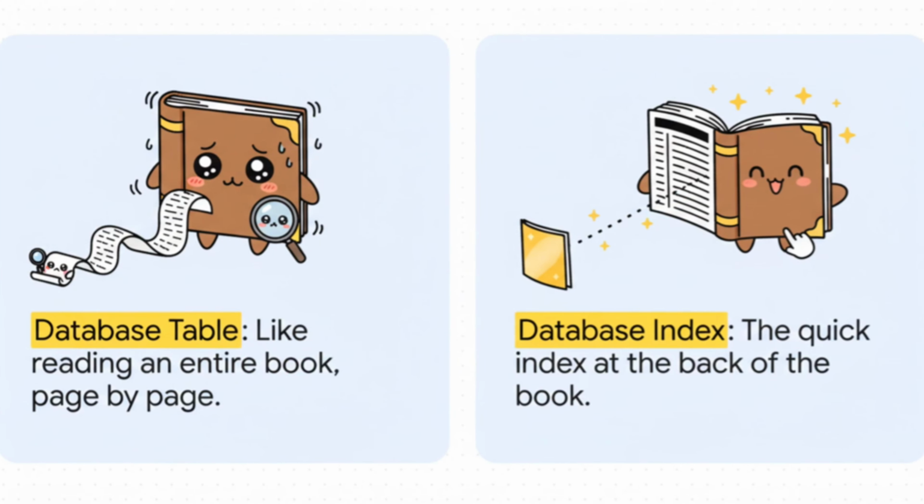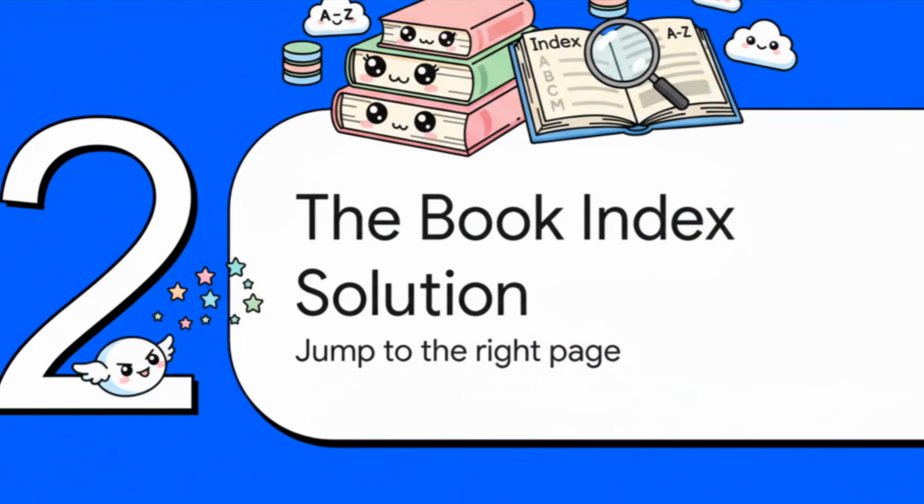Honestly, this is the absolute best way to think about it. The main database table, with all its data, that's your huge 1,000-page textbook. Without an index, you're stuck flipping through every single page. But a database index, that's like flipping right to the index at the back of the book, looking up your topic and getting the exact page number you need to go to. And that's pretty much exactly how it works in the database.